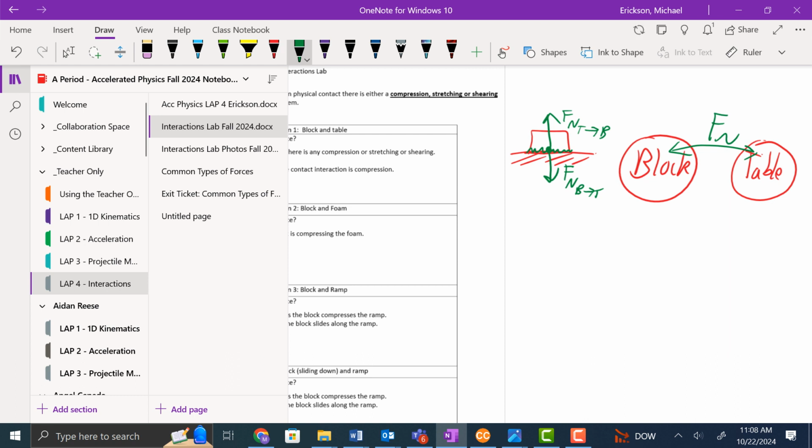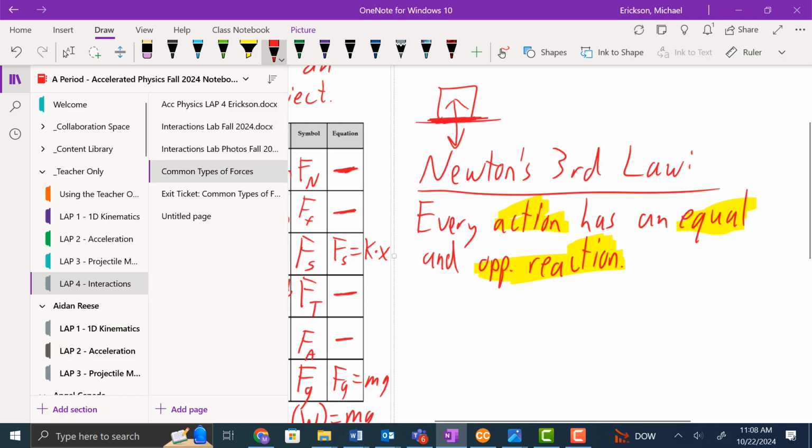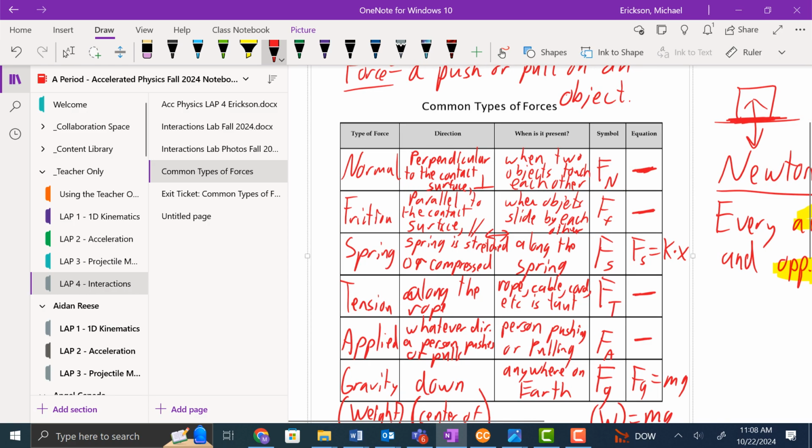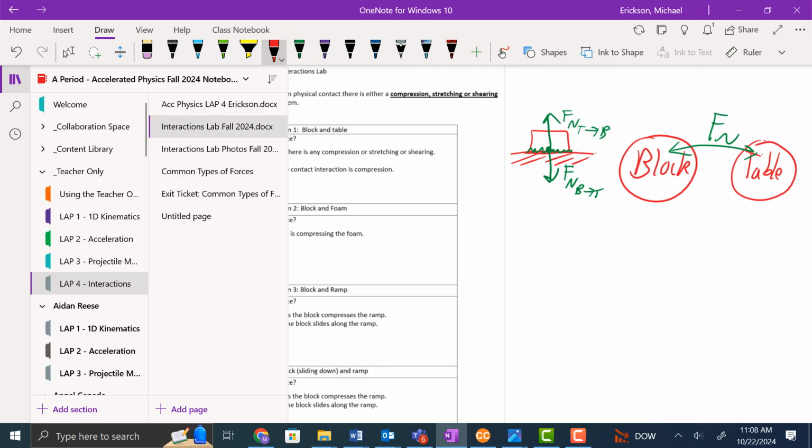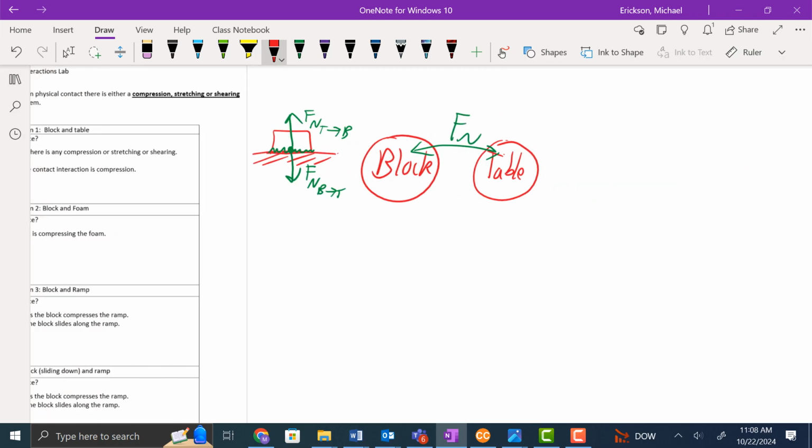All right. And if I look at this, I ask myself, are there any other forces I can detect? I don't think there's a friction. They're not trying to move. No spring, no tension, no applied force. There's no person. Gravity, which is weight. Wait a minute. This block definitely has weight, but what's causing that weight? And I'll explain this more when I get back, but what's causing that weight is the Earth.